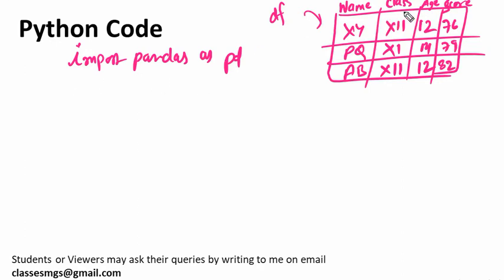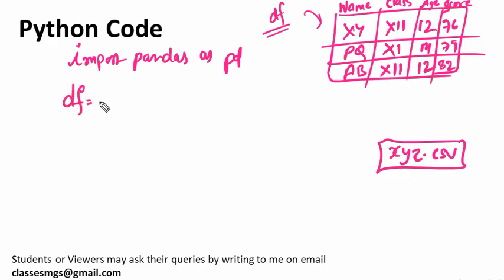Now if you want to write this data frame into some CSV file, let's suppose xyz.csv file, you want to create using this data frame. You can create this data frame in Python very easily. So for creating this data frame in Python, what you need to do is use the pd.DataFrame method, and you can easily create this data frame using a 2D dictionary. So I am using this 2D dictionary directly here.